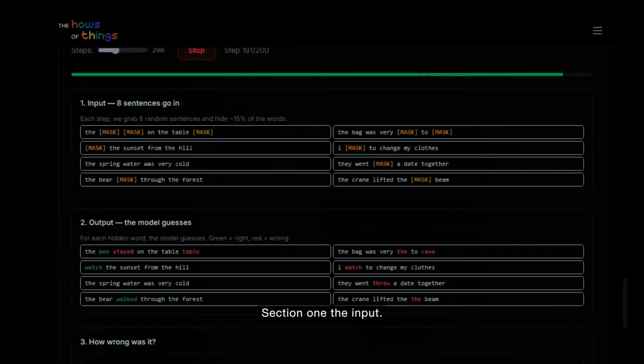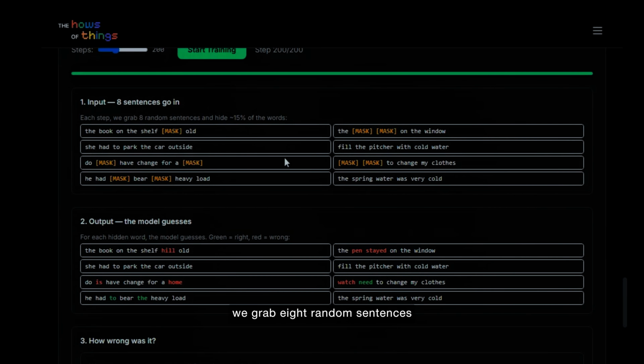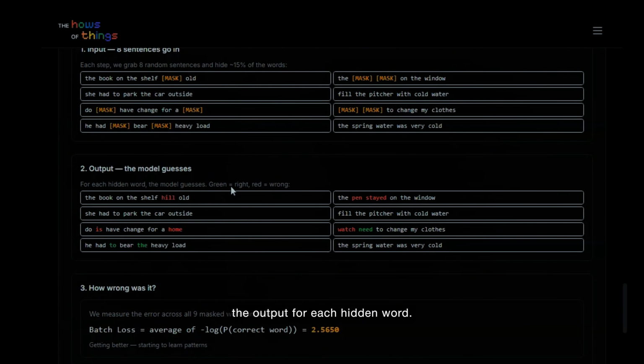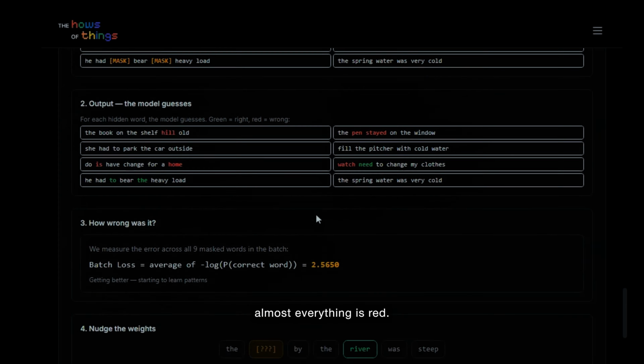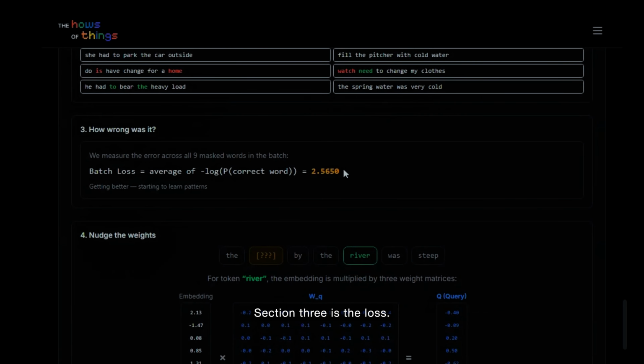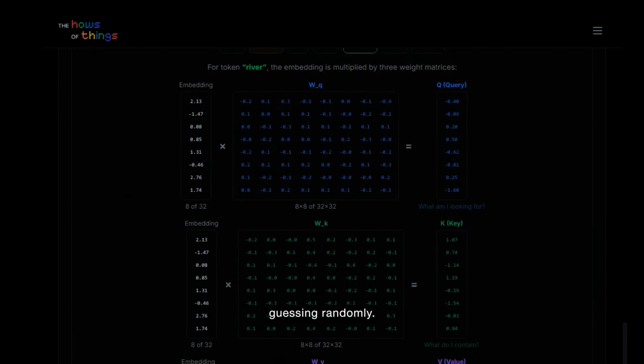Section 1, the input. Every step, we grab 8 random sentences from the small data set and hide 15% of the words. These mask tokens are the blanks the model has to fill. Section 2, the output. For each hidden word, the model makes a guess. Green means correct, red means wrong. At the start, almost everything is wrong. Section 3 is the loss. This is the average wrongness across all the masked words in the batch. Very high, the model is basically guessing randomly.